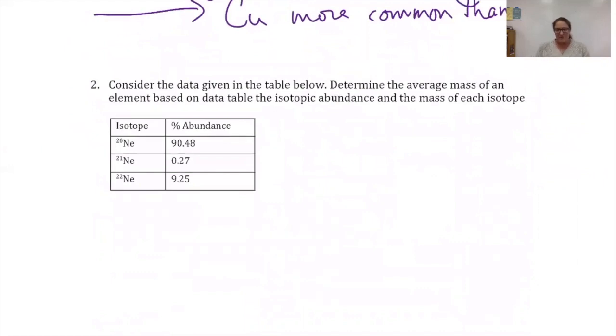Okay. Here's a sample problem where we're going to determine the average mass. This gives me the abundance of 3 different isotopes of neon. Of the neon in the world, about 90% of it is neon 20, about 9% is neon 22, and a smaller fraction of neon 21. When you want to determine the average mass, we're going to do something called a weighted average.